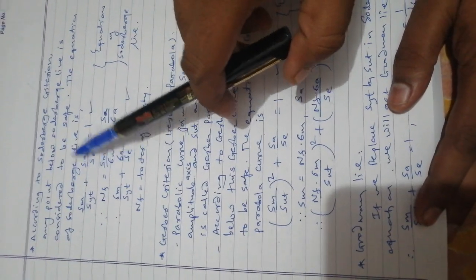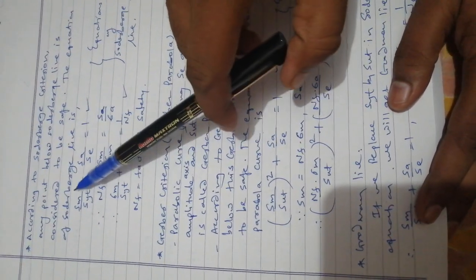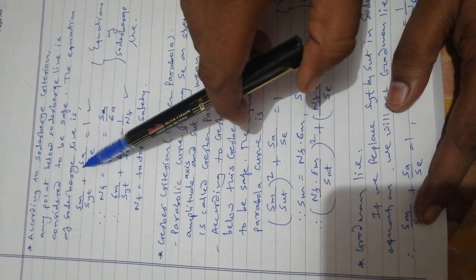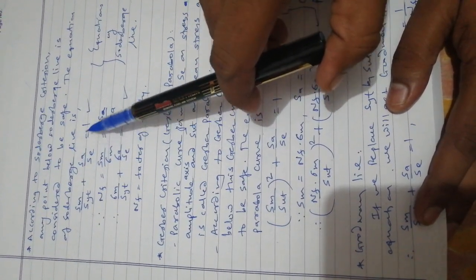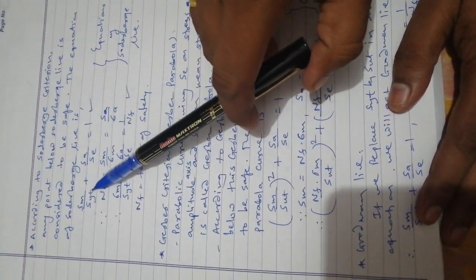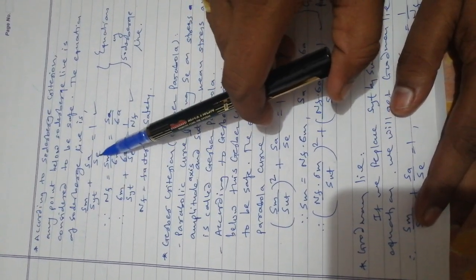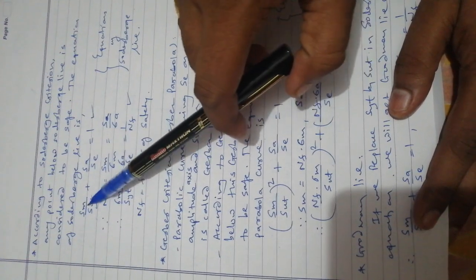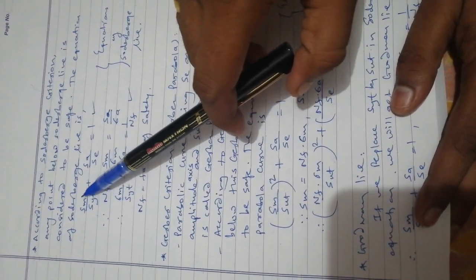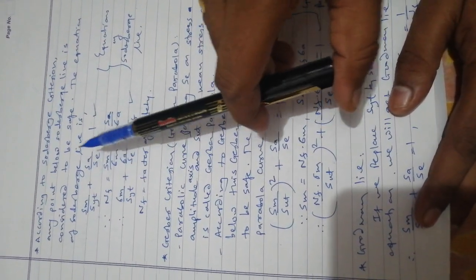So the equation of the Soderberg line is very important. Sm upon Syt plus Sa upon Se is equal to 1, where Syt is the yield strength in tension or tensile yield strength, and Se is the endurance limit. Sm is the mean strength and Sa is the strength amplitude.